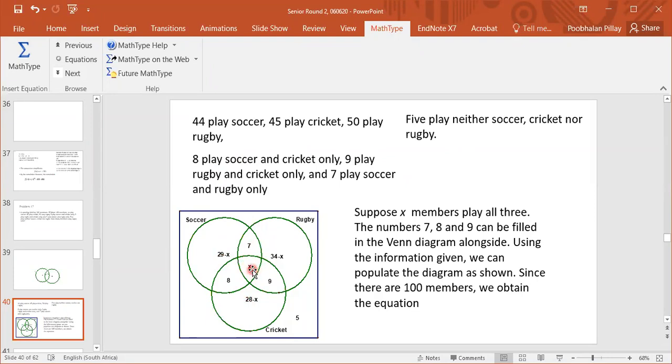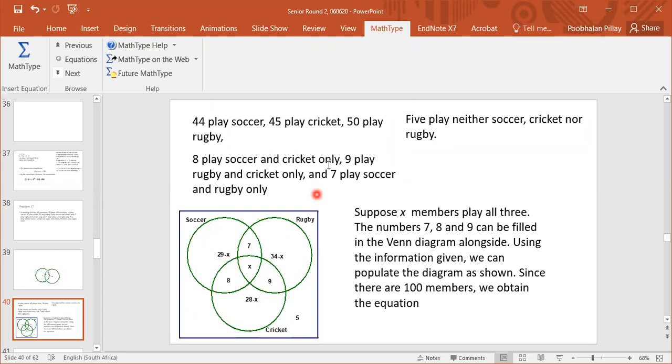The same way here, you'll have a minus X here, and these things add up to, this is rugby, so they must add up to 50. And this thing here, this outside part will be those who play cricket and do not play any of the other sports. So you have to add 17 and X and subtract it from 45 to get this. So now you filled in all the blanks. All these things have been filled. You got a 5 here and so on, right?